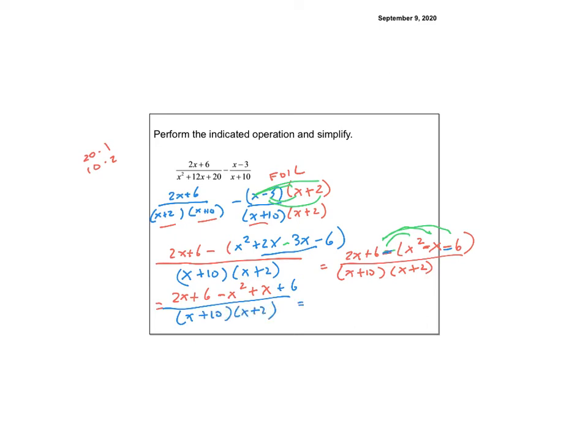Alright, combine your like terms up there in the numerator. Notice there's nothing to combine with the negative x squared, so I'm just going to write down a negative x squared. Then I've got a 2x plus a 1x, which gives me a 3x. And then 6 plus 6 is 12, all over the common denominator here of x plus 10, x plus 2.